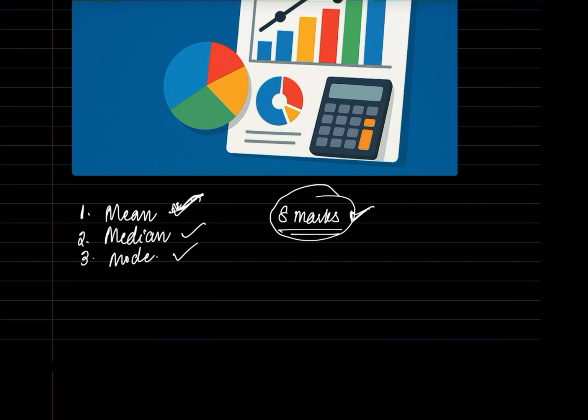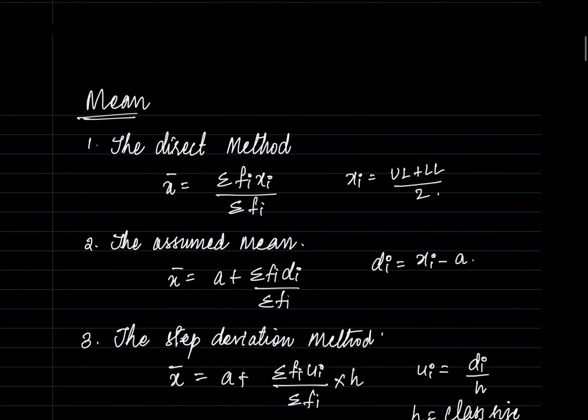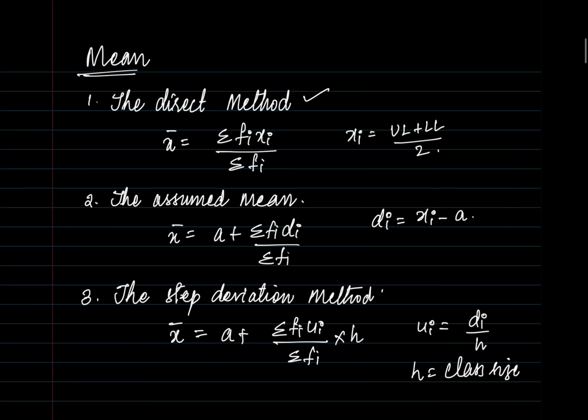So in mean we have three types. That is the direct method. For the direct method, we have x bar is equal to sigma fi xi by sigma fi, and xi is upper limit plus lower limit by 2. The second method is the assumed mean method. For the assumed mean method, we have a plus sigma fi di by sigma fi, and di is equal to xi minus a. So this is the assumed a. How to find a, we'll discuss by solving a question.